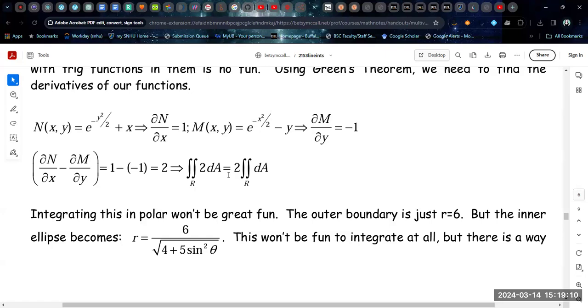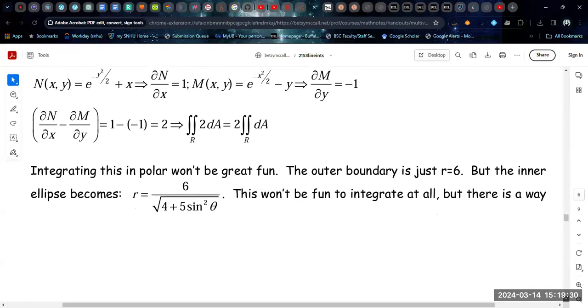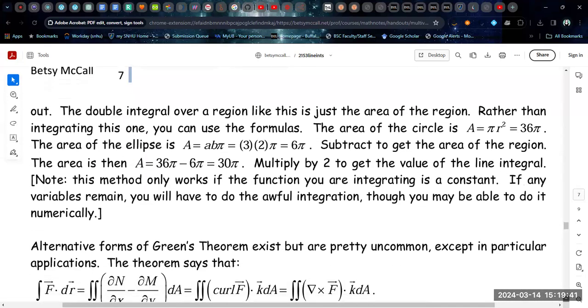Now, integrating this in polar coordinates is not really going to be fun. The outer boundary isn't that bad because it's just r equals 6. But the inner boundary is actually an ellipse that is quite nasty to try to integrate, and I'm not even going to attempt it. But since this is 2 times the area, according to our integral, we can actually just find the area by using geometry formulas.